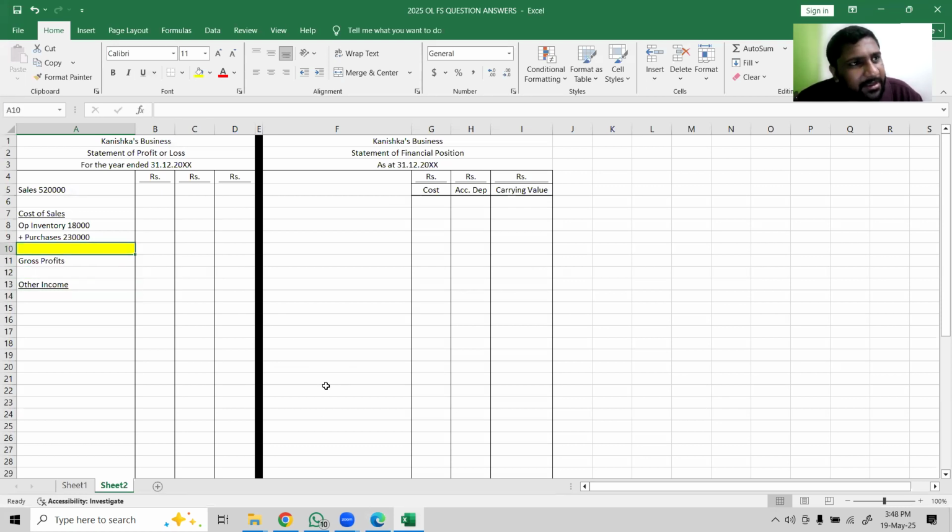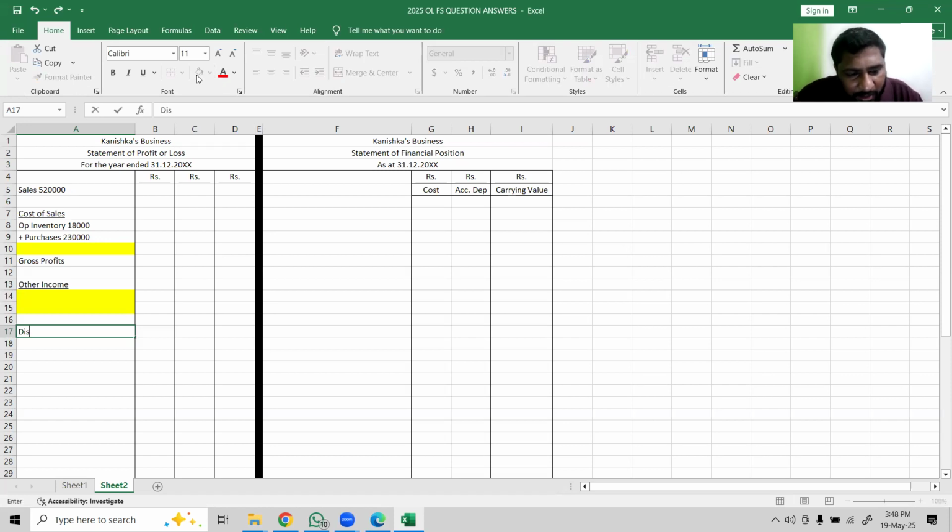So after purchases, if we have loading, unloading, carriage inwards, after writing it, we can keep one line and we can write the gross profit, the gap. So why did I keep that line? To write the closing inventory. That's the reason. So here they have not given in this question, but we'll just leave like two lines, not given. No need to leave also. But for fun, we'll just leave it.